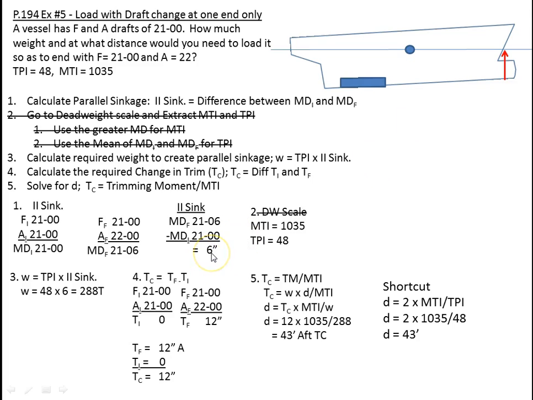And in fact, this situation exists. You have this possibility of changing the trim at one end only when your parallel sinkage is half of your change in trim. Remember, this formula only works when you're going to keep the draft constant at one end and change it at the other. Can't use this formula if you're changing the drafts at both ends.